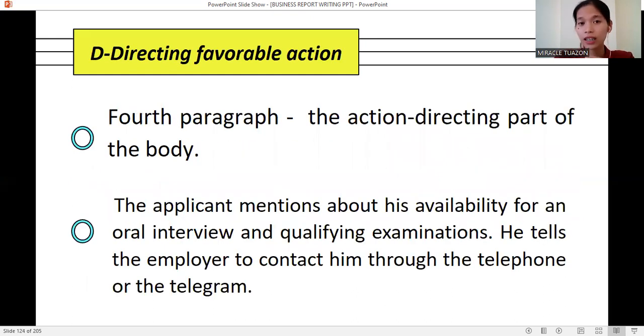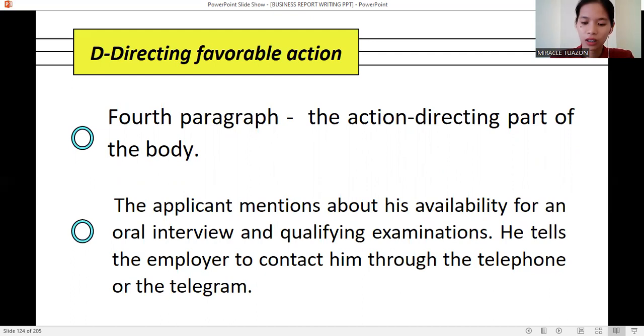Next is D, which is directing favorable action. On the fourth paragraph, it is the action-directing part of the body. Here, the applicant mentions his availability for an oral interview and qualifying examinations. He tells the employer to contact him through the telephone or the telegram or the email.